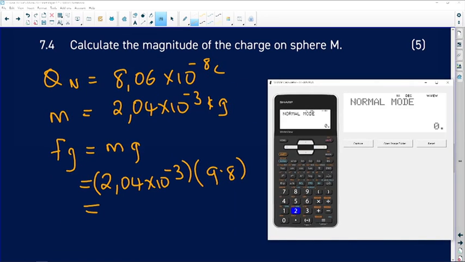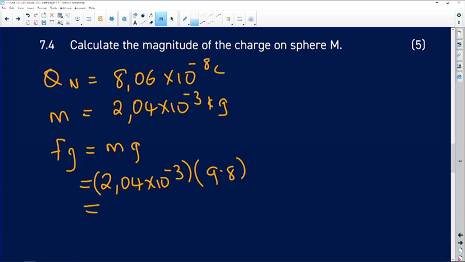Therefore, we have 2,04, which is exponent minus 3. I am multiplying that with 9,8. What am I going to get then? I'm going to get 0,019. So we can say 0,02, which is newtons then.